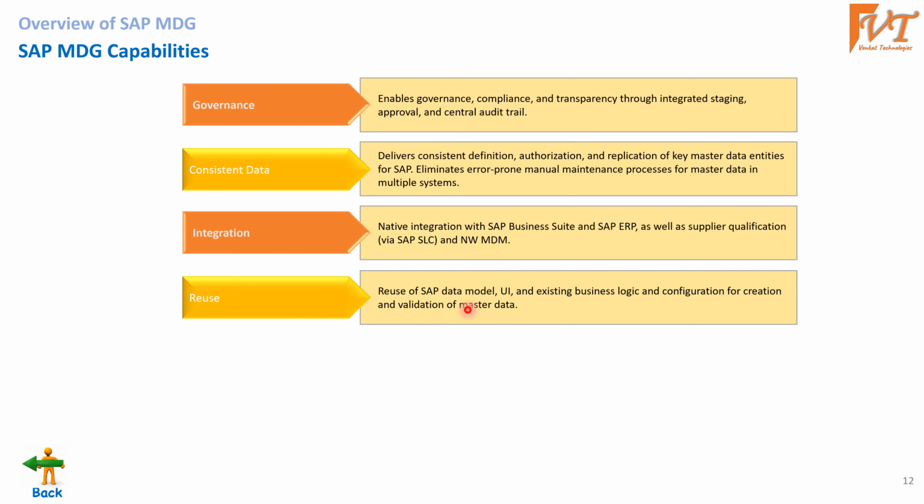To make it more comfortable for you, each data model is designed for each master data. For example, for material master, we have one data model. For business partner, we have one data model. For finance, we have one data model. And for equipment, we have a data model like that. So we can reuse these data models for creating even custom solutions. That is the level of reusability we have in MDG.